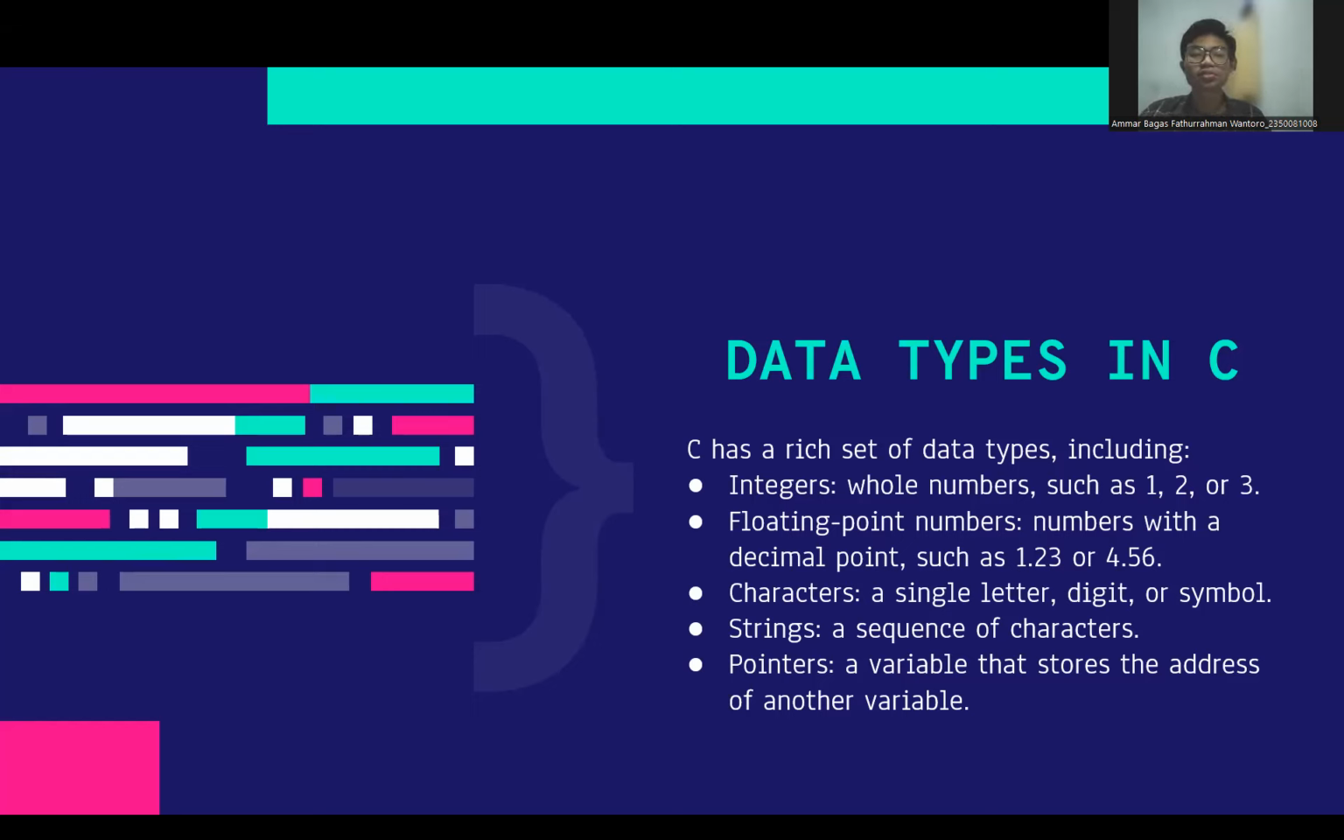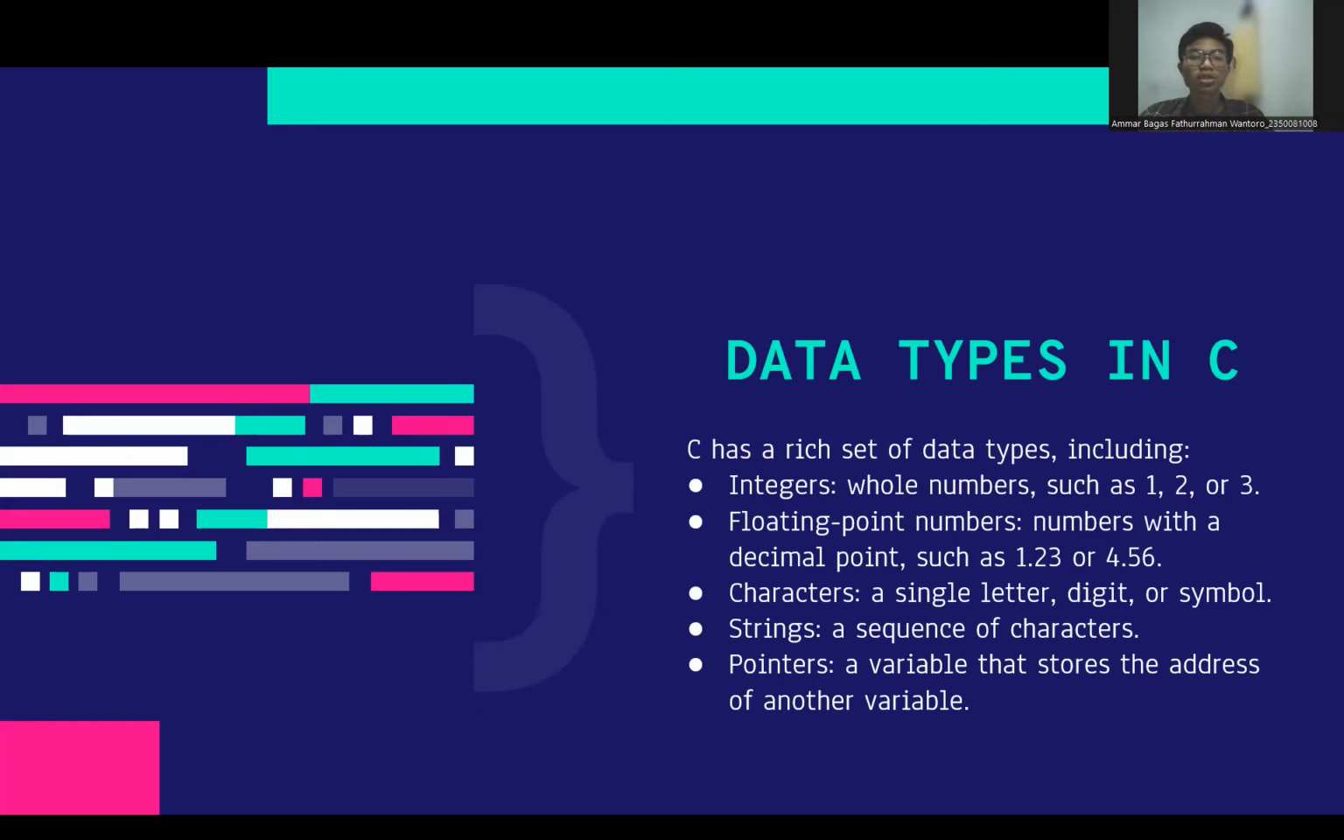Integer represents whole numbers such as 1, 2, 3, or 0. Integer can be of different sizes, such as int, long int, and long. So the numbers can be very long, like 1,000, something like that, for long integer and long.